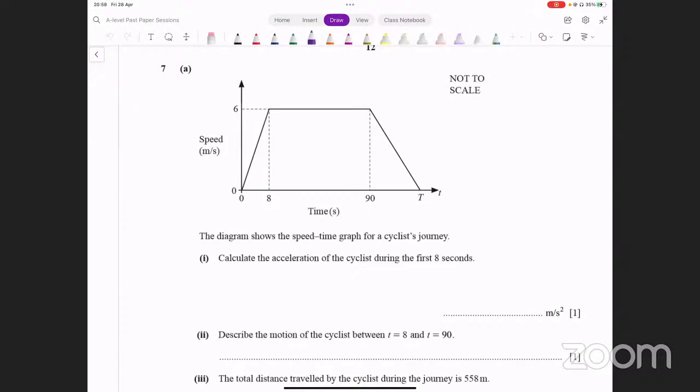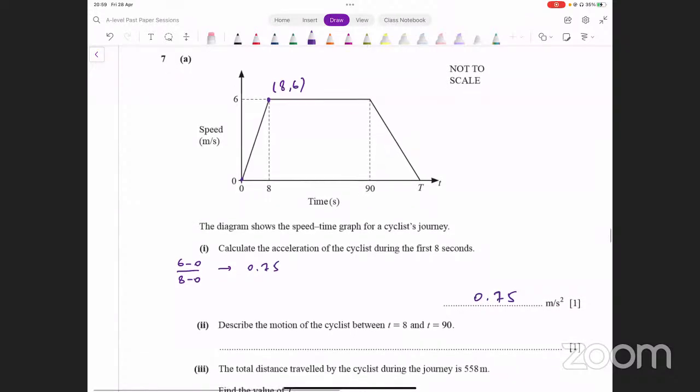First 8 seconds में gradient क्या है? 1.00 है. दूसरा point क्या है? 8, 6. Gradient निकाल लें इसका. 6 minus 0 over 8 minus 0. That gives you 3/4 or 0.75. Acceleration is 0.75 meters per second square.